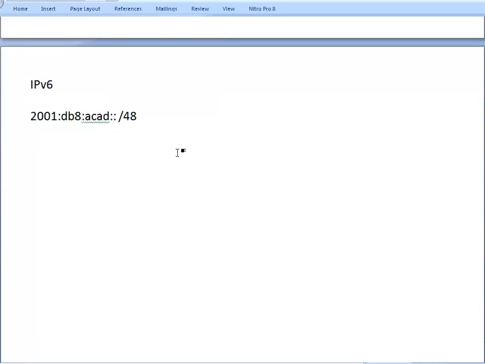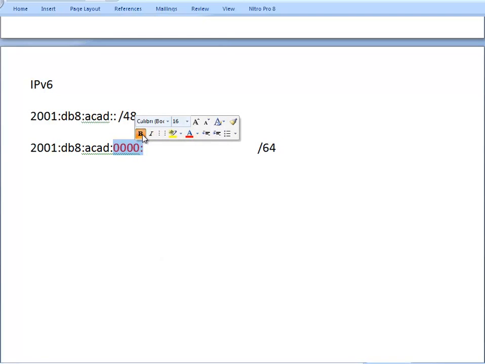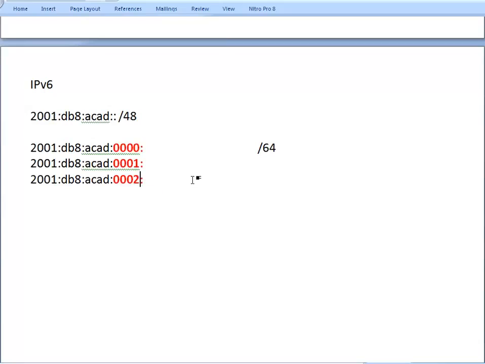Now from that you can make /64. So here we have 48, and you have to make it 64, so there's another hex set available for you. 2001:DB8:ACAD, these are given to you. Now there's one more hex set available for you. For example, 0000, that's your first subnet that you can create. The next one will be 1, the next one after that will be 2, and so on. You can continue making different subnets.